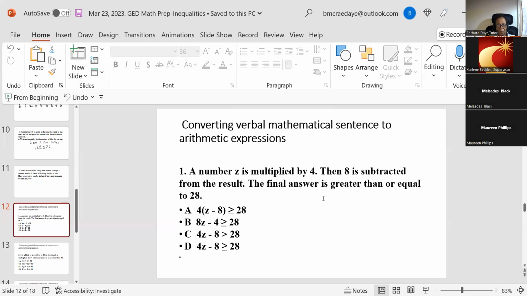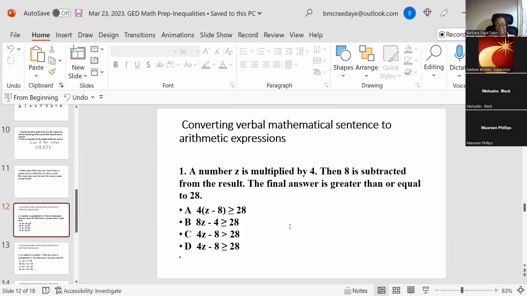The next number that you should pick is the Z. Maureen, Z multiplied by 4 means 4Z. So that's got to be D. That's correct. Z multiplied by 4, that's 4Z, right? 8 subtracted from the result, that's minus 8. Greater than or equal to 28 is D.